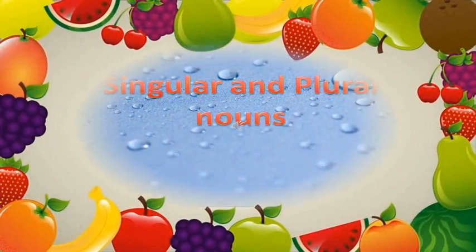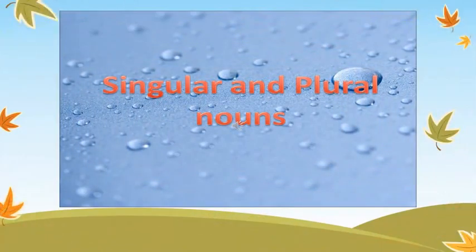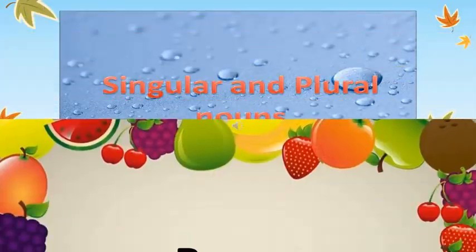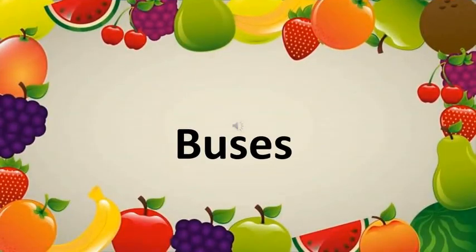The next noun on your screen is bus. Bus. Now think, children, it ends in S. So which rule will we apply there? Think and tell me the answer. Come on. Yes, it will be buses. So we added ES there, isn't it, children? Buses.